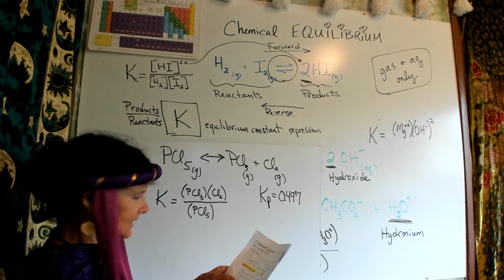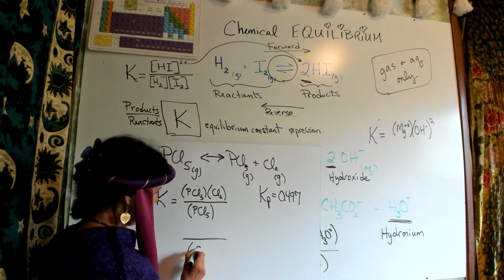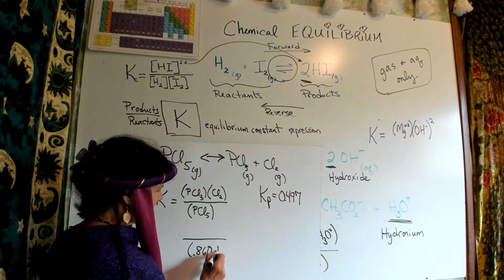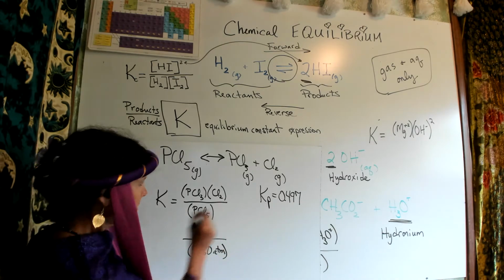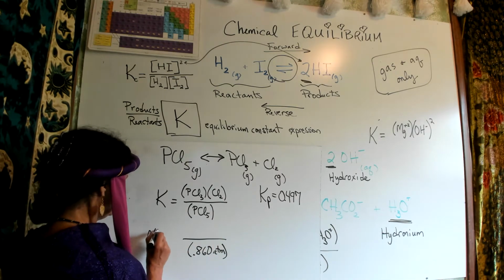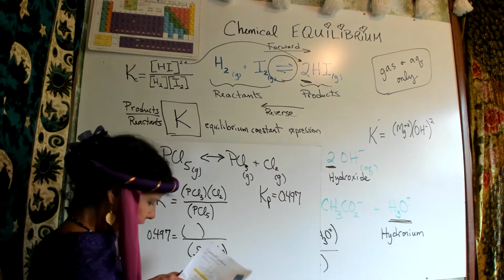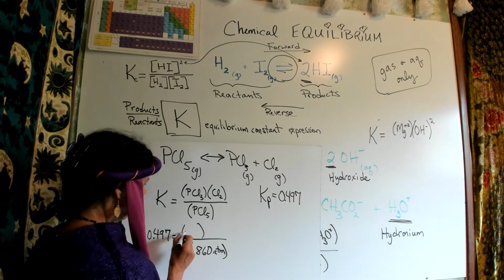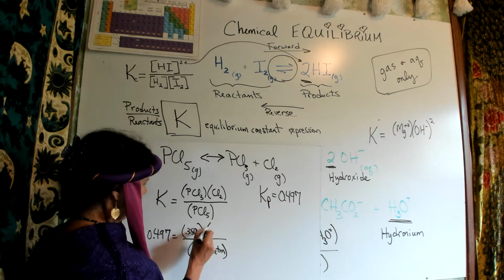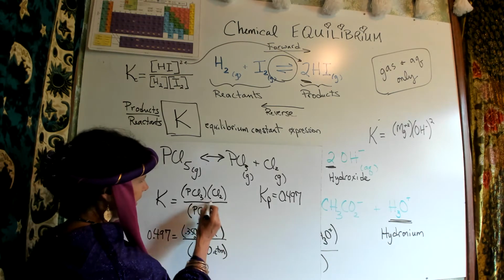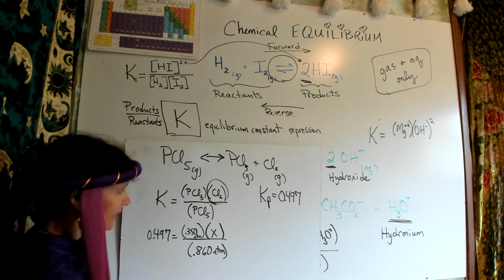And now we just plug in. So the PCl5 down here is 0.860 atm. The K was given in the problem. I wrote it over there. It's 0.497. And the PCl3 I think I gave you is 0.350 atm. And the piece I don't know is the chlorine. So it's just algebra. We know the other pieces. We rearrange. We solve for x.